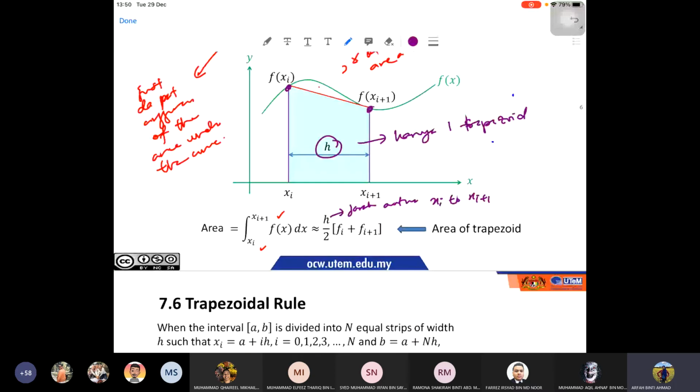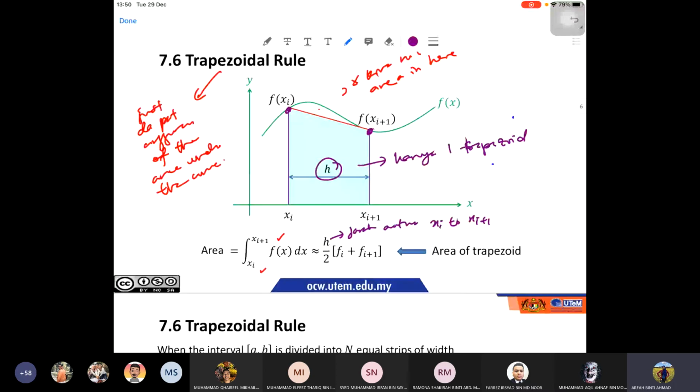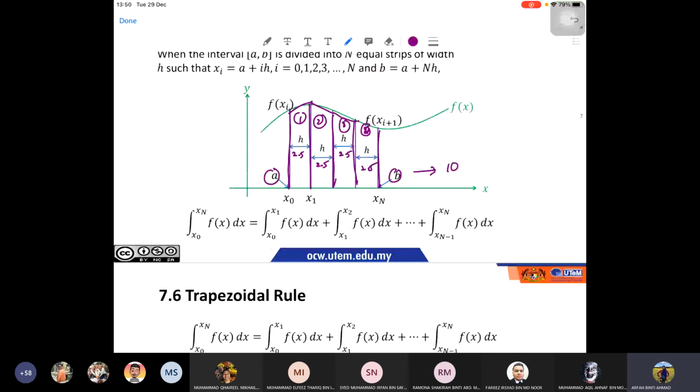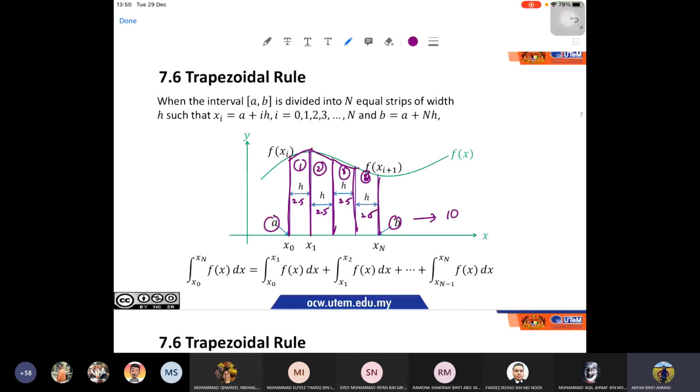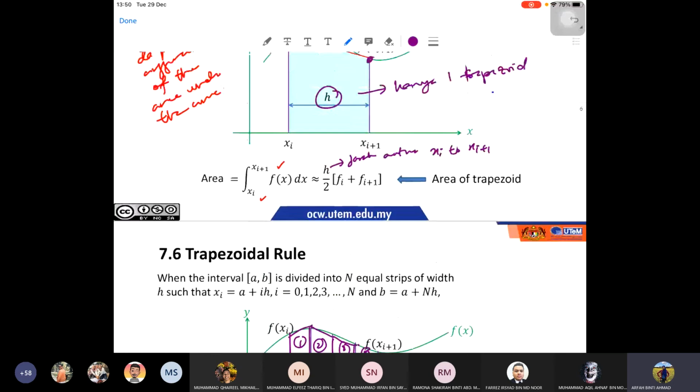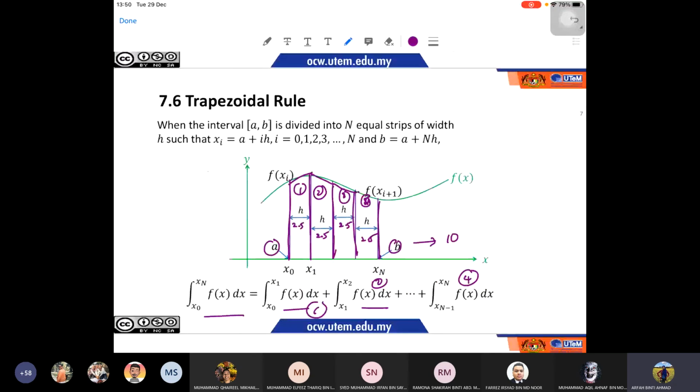Kenapa kita bahagi kepada banyak stripe? Kalau macam contoh tadi kan awak ambil satu stripe je kan? Tapi yang ini kenapa kita bagi kepada banyak stripe? Kalau bagi banyak stripe, awak tengok formula dia akan jadi, maksudnya awak kena cari setiap satu stripe ni. Ni stripe pertama, ni stripe kedua sampai stripe keempat kalau dalam gambar tu. Kenapa kita bahagi sampai 4 stripe? Kalau tadi kan nak buat satu je. Awak rasa kenapa? Lebih accurate.